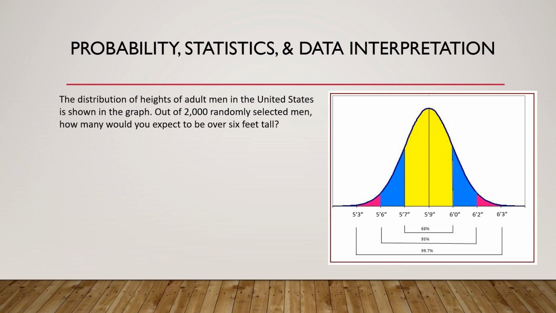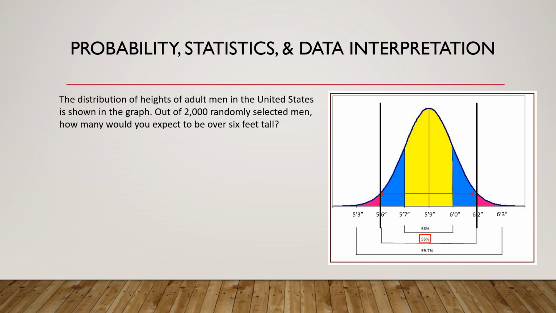The distribution of heights of adult men in the United States is shown in the graph. Out of 2,000 randomly selected men, how many would you expect to be over 6 feet tall? This graph represents the standard distribution of data where 5 foot 9 inches is the mean. In all standard distributions, 68% of the data falls within the first standard deviation of the mean, in this case between 5 foot 7 and 6 feet.